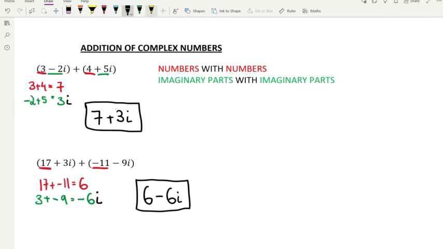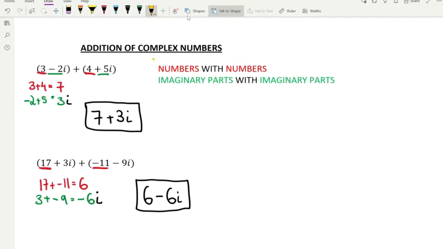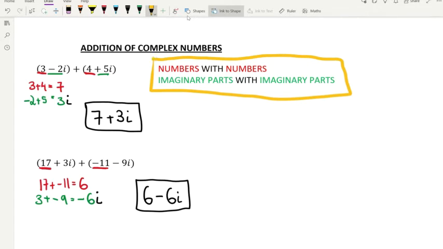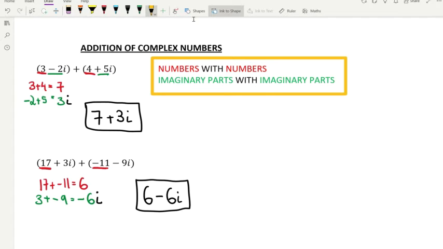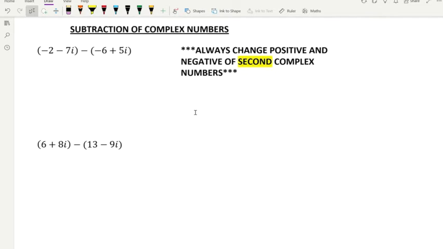So, the key thing to remember here is that the imaginary parts go with imaginary parts and that numbers go with numbers. Do not forget that, okay? Do not forget that one. It's a big one. So that's addition. That's the easier of them. Now we're going to take a look at subtraction.